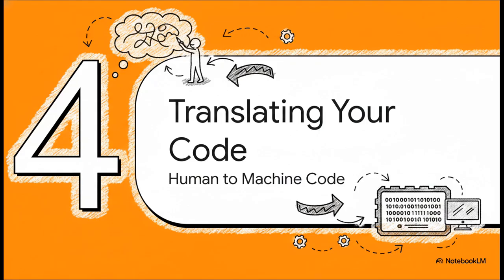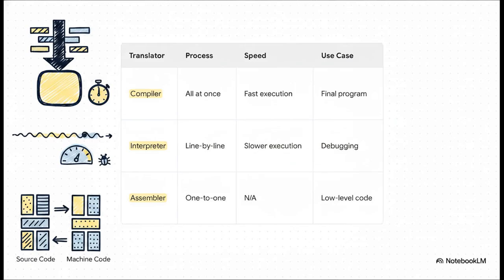Well, that's where translators come in. They're the essential bridge between us and the machine. So you've got 3 main players on the field here. First up is the compiler. You see this with languages like C++. It takes your entire program, translates it all in one go, and spits out a separate executable file. The big win? The final program runs super fast.